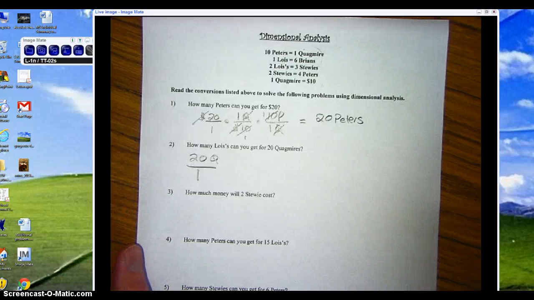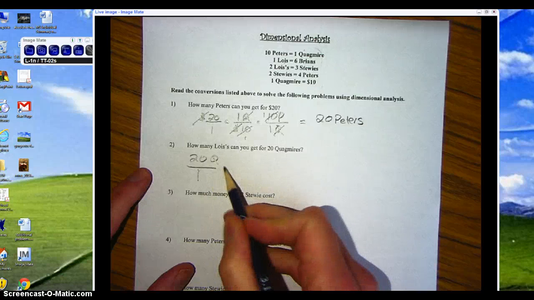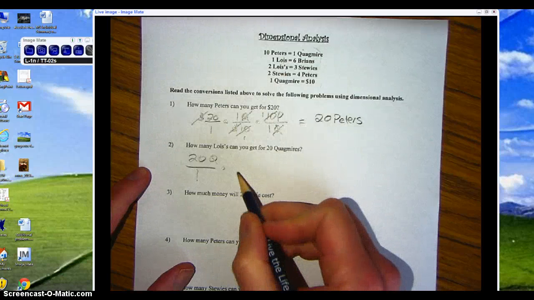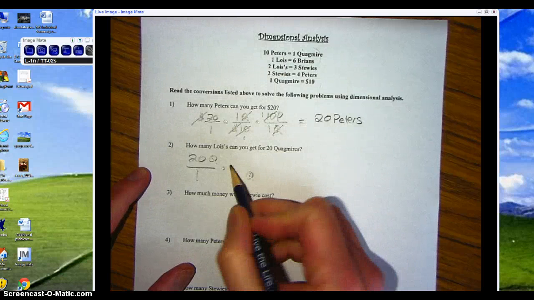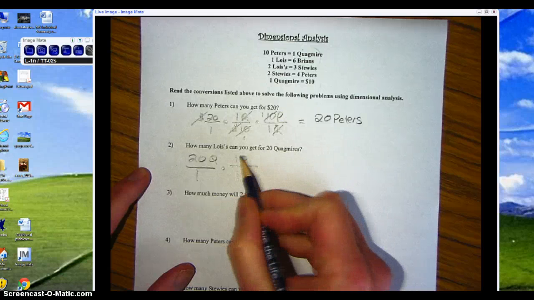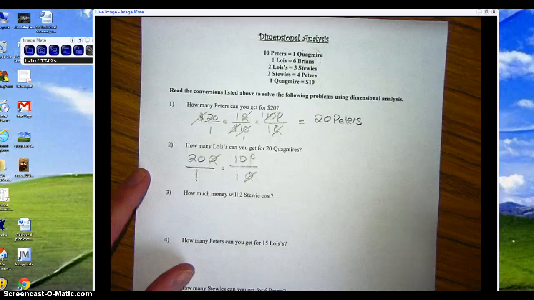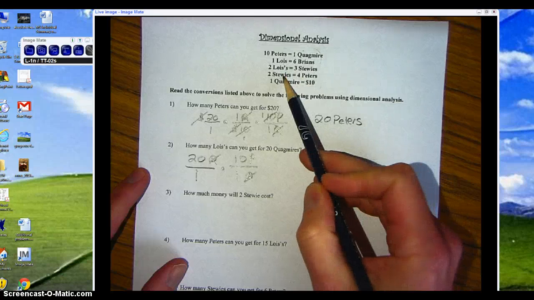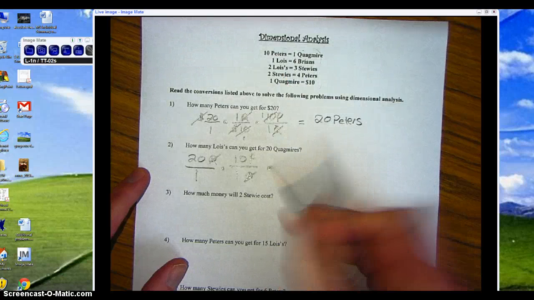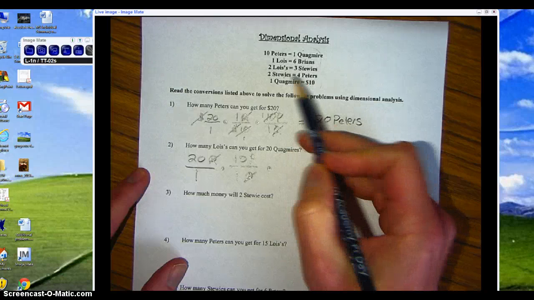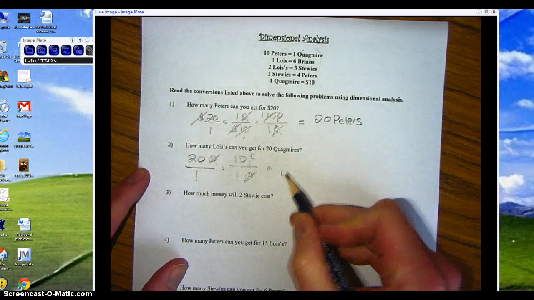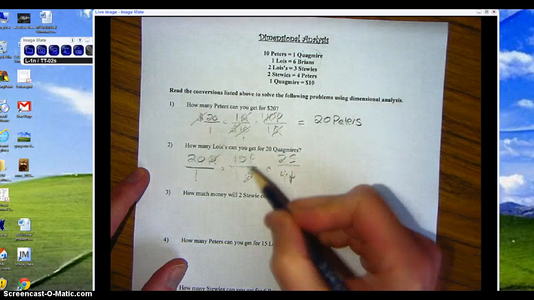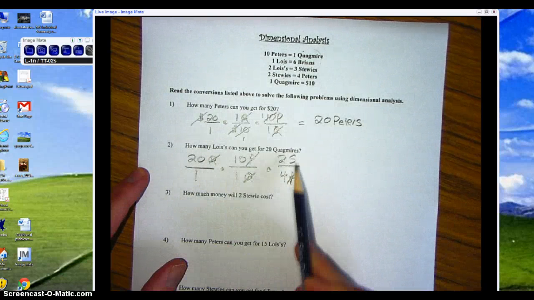All right, so let's start with what we know. We know 20 Quagmires can be canceled with, let's see, 10 Peters. So I'll put 1 Quagmire on the bottom and 10 Peters up top. What's going to cancel? My Quagmires. Well, what can I convert Peters into? I can convert Peters into Stewies. So let's go ahead and do that. Multiply by, we want Peters into Stewies. So we have 4 Peters down here and 2 Stewies up here. Cancel the Peters. So right now all I have left is Stewies.